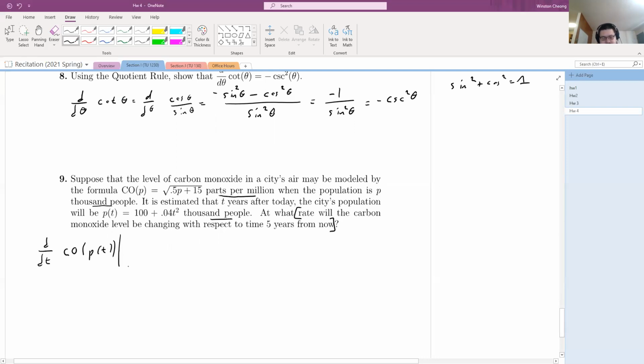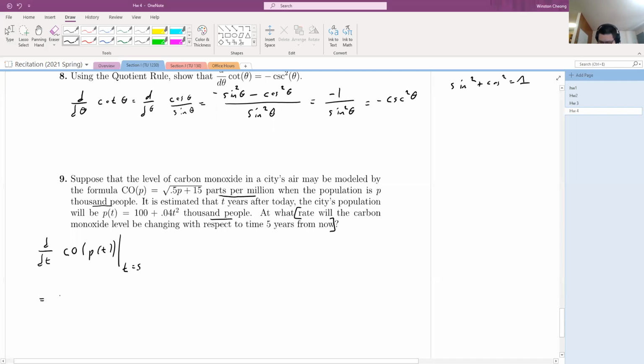And then we want to evaluate this at T equals 5. So this evaluation bar just means after we've gotten this function in terms of time, we're going to plug in at time equals 5 years. So yeah, what's tricky is how do you actually take the derivative of this function, I guess.